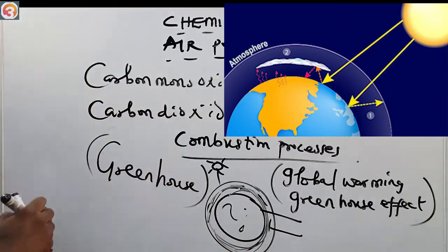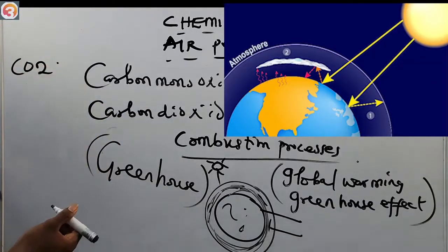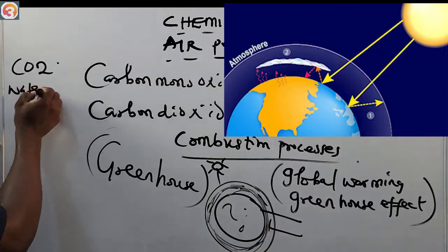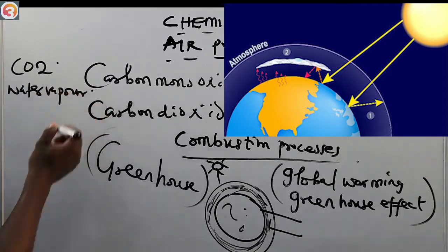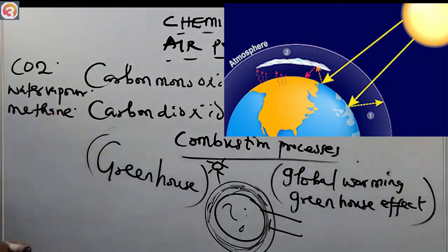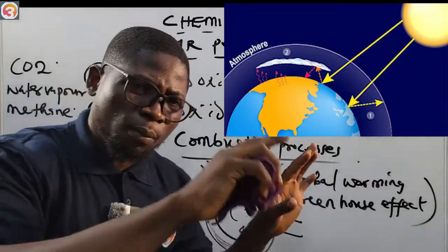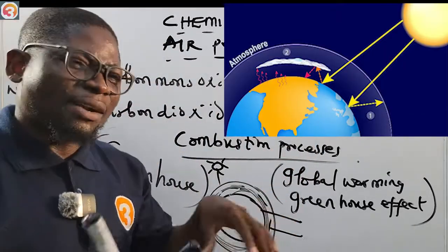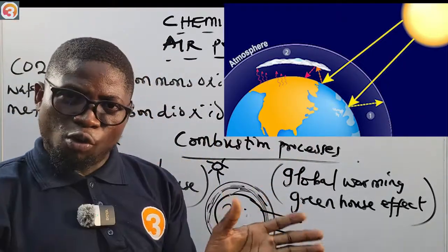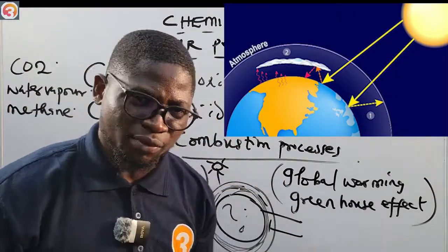These greenhouse gases include, for example, carbon dioxide. Another one is water vapor, and of course we also have methane. These are greenhouse gases. So this CO2 will trap some of the heat so that the earth will still be warm during the night and not be too cold. So that is what happens.